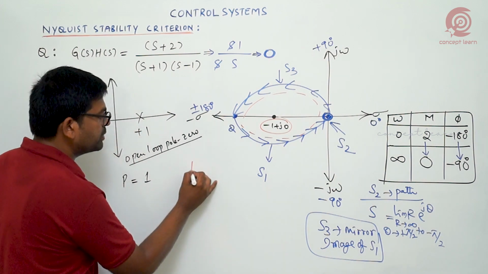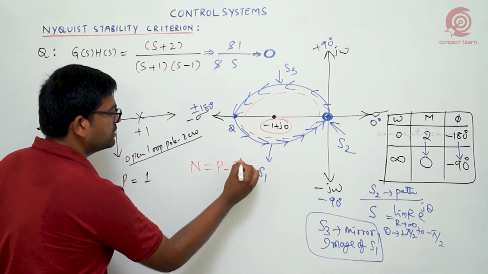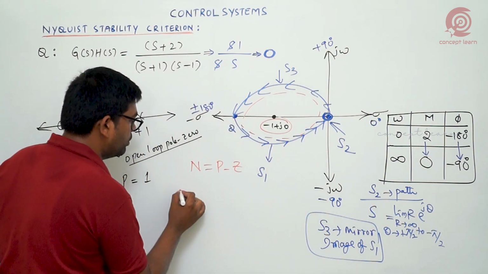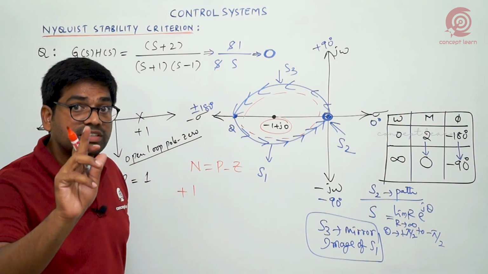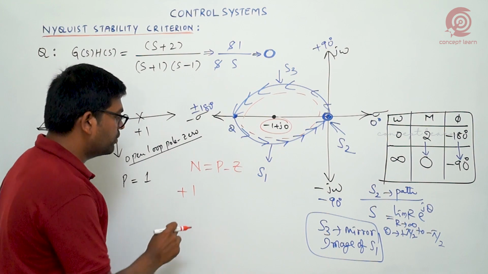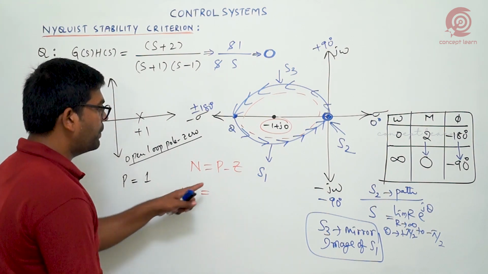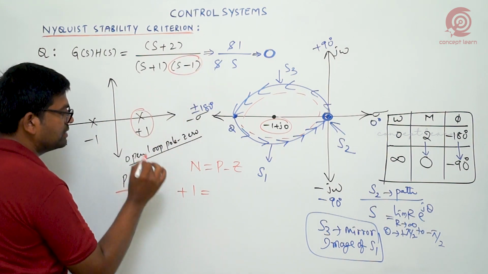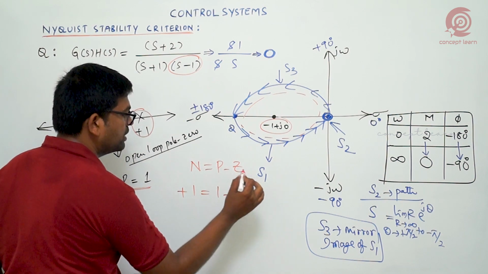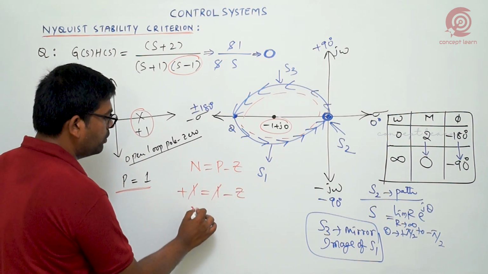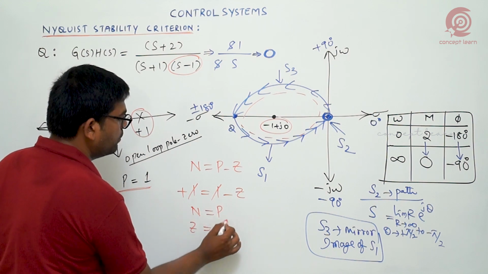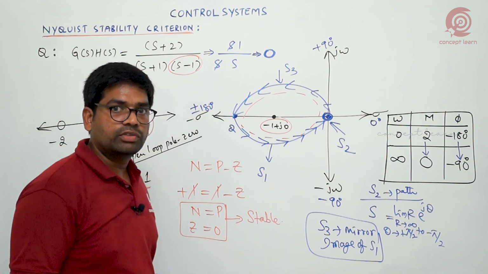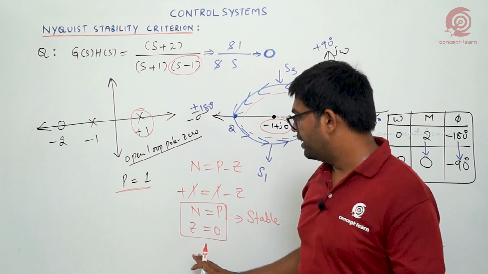Now you apply the principle of argument. What is the principle of argument? N is equal to P minus Z. How many encirclements are there? Only one encirclement. What is the direction here? Anti-clockwise, so we get a plus sign. Clockwise means minus sign, but here it is anti-clockwise, so we have a plus sign. The number of poles located in the right hand side, we already identified: one pole is located, that is P is equal to 1. So 1 equals 1 minus Z. N and P both are equal, because of that Z is equal to 0. So the system is absolutely stable. With this stability criterion we identified this is stable.